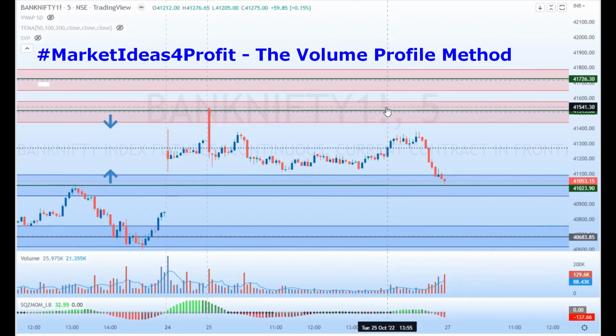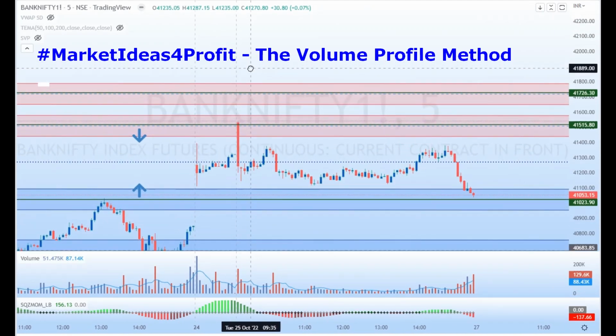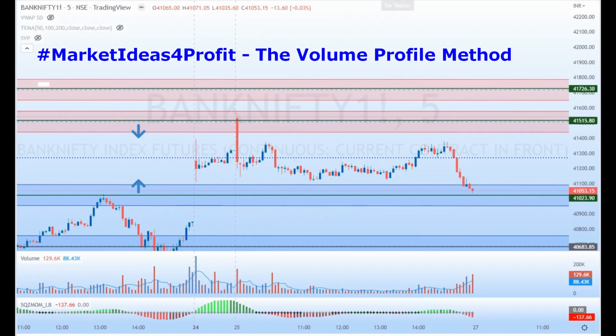Today I'm explaining today's action on the Bank Nifty, October 25th 2022, and how I could have constructed two trade ideas using the volume profile, which is my go-to tool and the one I use to construct my trades and setups.